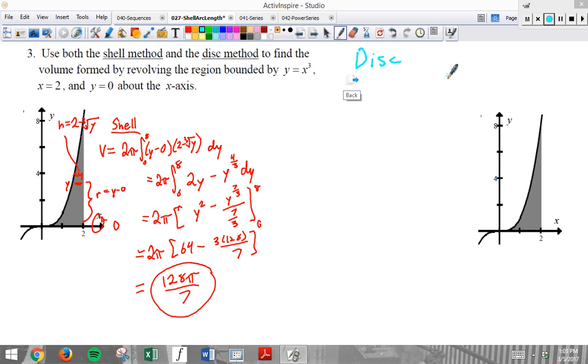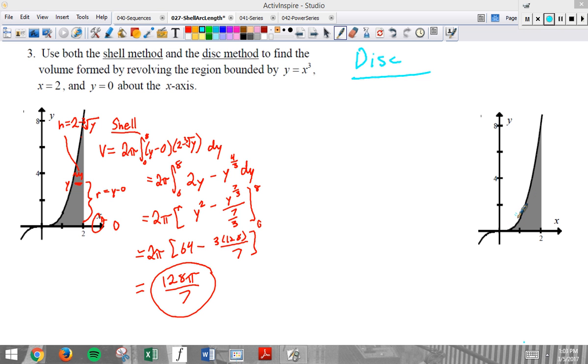Why is it disc method? Because the axis of revolution forms a boundary of the region. What does that mean? The axis of revolution here is a whole side of the shaded area. It's not just some random thing, right? It's not touching it for a second.